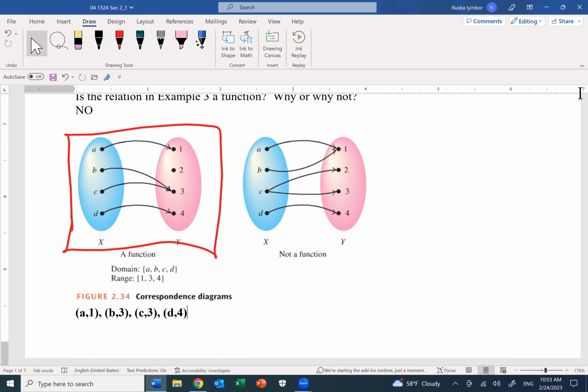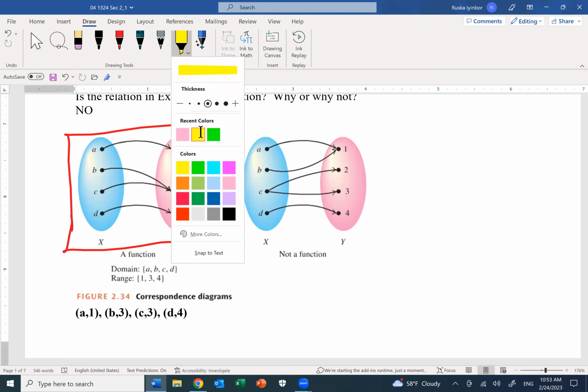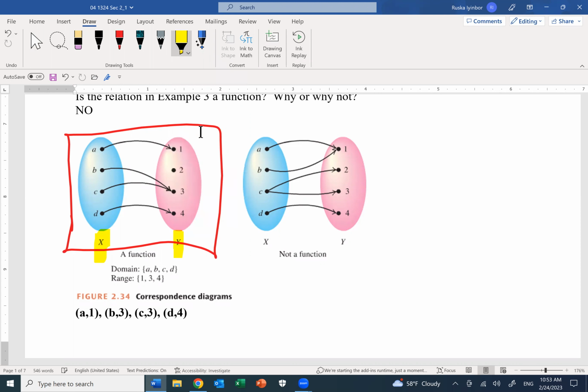So if you have a diagram like this, you can just see the elements of the domain. Down here, you have X, you have Y. Those are elements of the domain. This is X, this is Y here. So if only one arrow comes from each element, then this is a function. So the answer here is, it's a function.